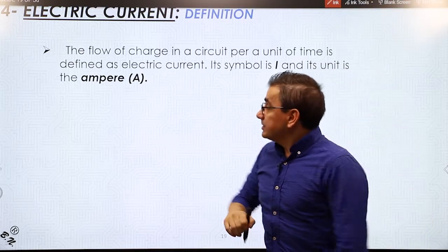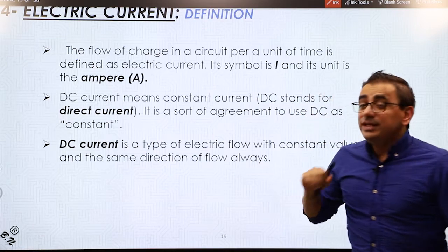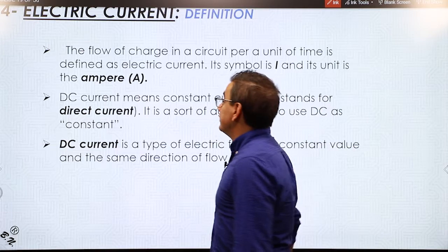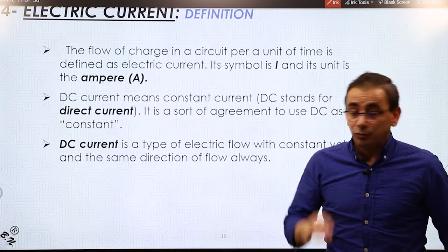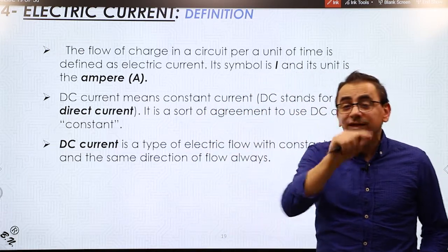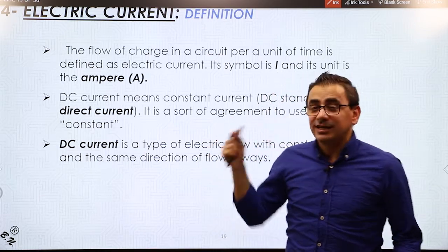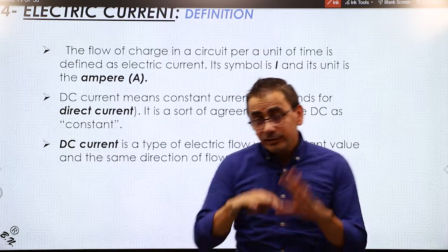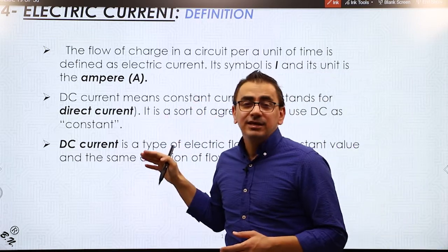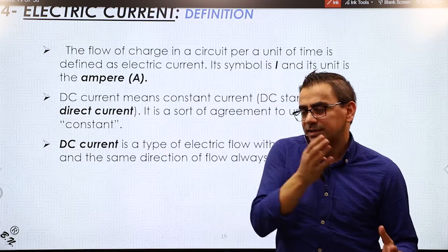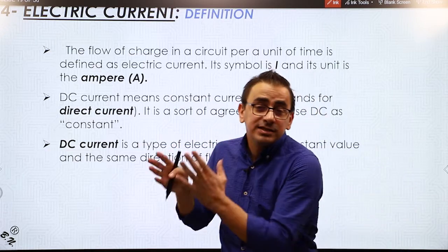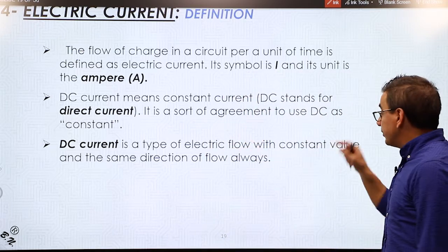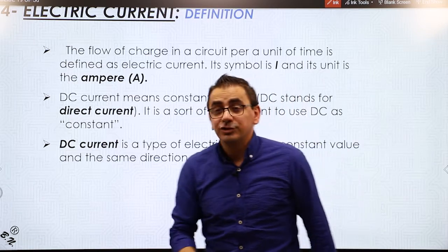Now, what else? DC current. Our chapter is DC voltage, if you remember. DC current means constant current. We always use DC as standing for direct current. Now you notice when you say DC current, it's as if one is saying direct current current. It's not like that. It's a sort of convention that when we say DC, it means constant. So when you say DC current, it simply goes to direct or constant current. Now, DC current is a type of electric flow with constant value and the same direction of flow always.